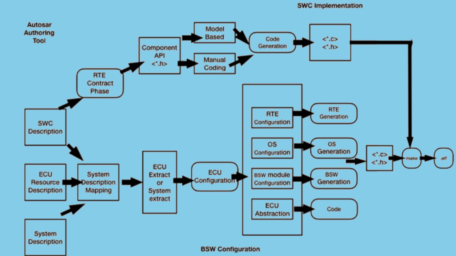This includes three main elements: the software component description, the ECU resource description, and the system description, which contains the communication matrix and the network topology. Once these files are created, the development process is divided into two main parts: the application software development and the ECU configuration process. Let's start with the application software development part.